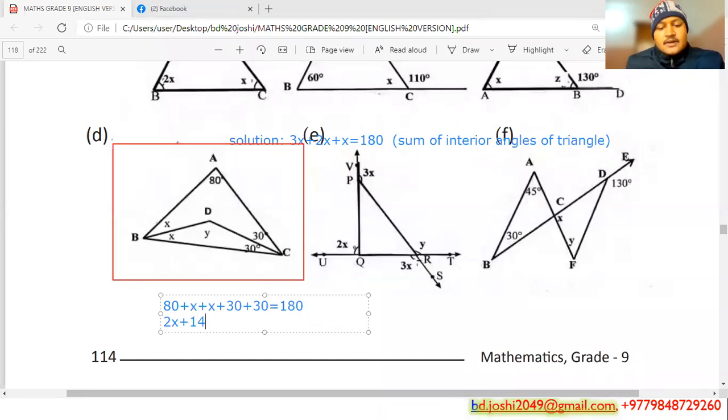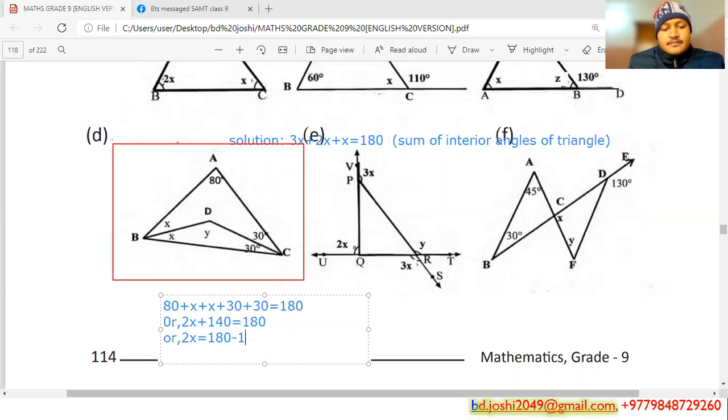plus 140. This 140 is 80 plus 30 plus 30. Am I right? Yes, sir. 180 minus 140. Then you will easily get the value of x. 2x is equal to 60 and x is equal to 30 degrees.